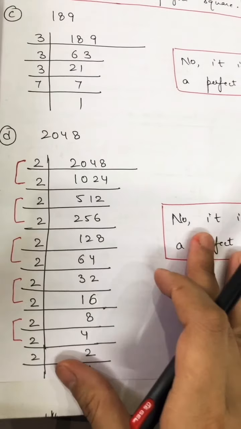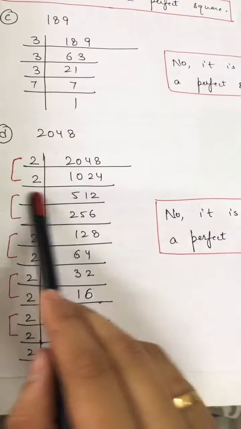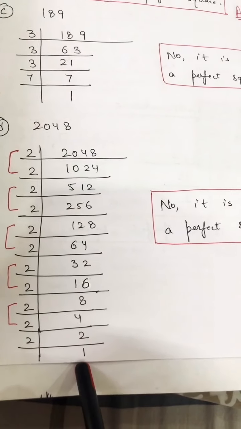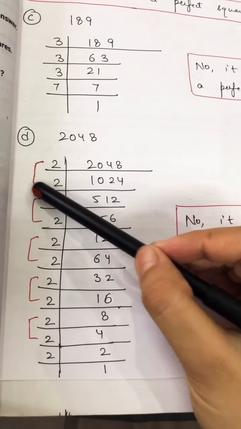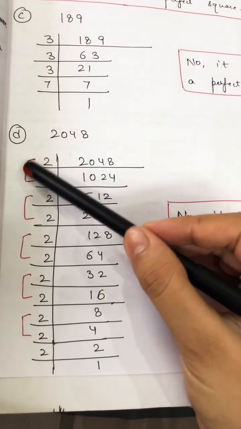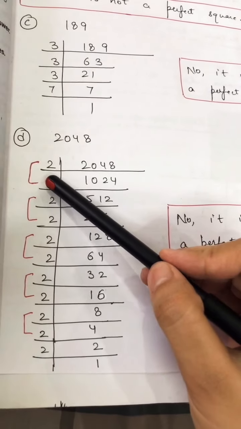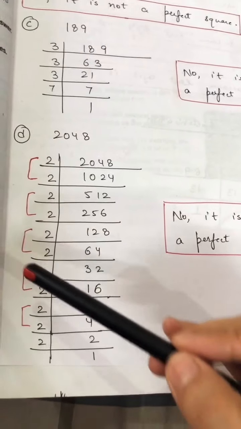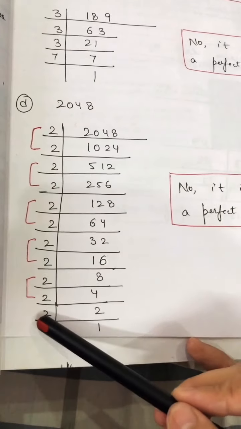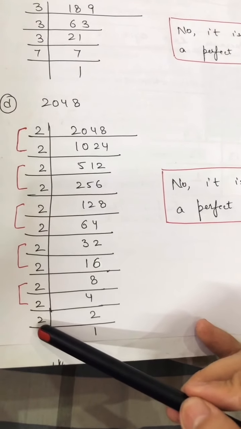You know the LCM method. 2 tens, 2 ones are 0, 2 twos, 2 fours, in this way up to here. Now see, 2 is coming 2 times, here it is repeating, here it is repeating. You have to check the pairs. Pairing is here: 1 pair, 2 pair, 3 pair, 4 pair, 5 pair. The last one is single, so it is not a perfect square.